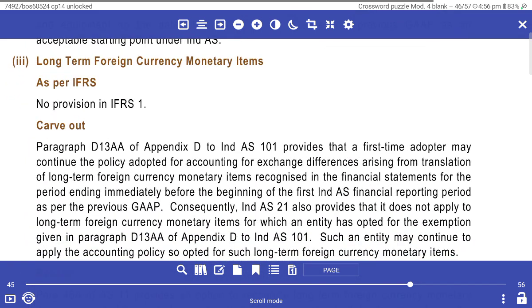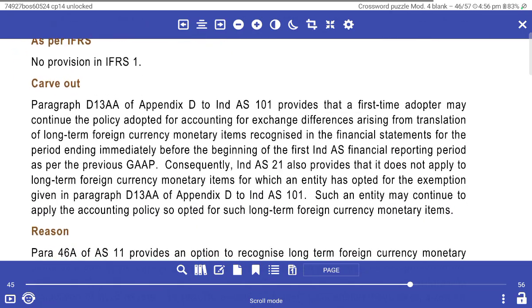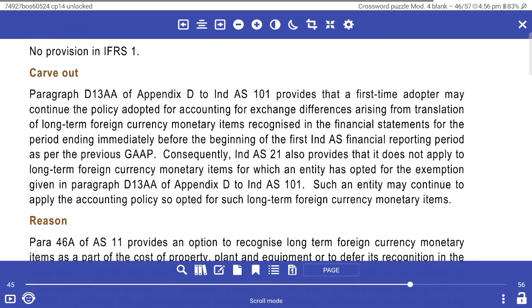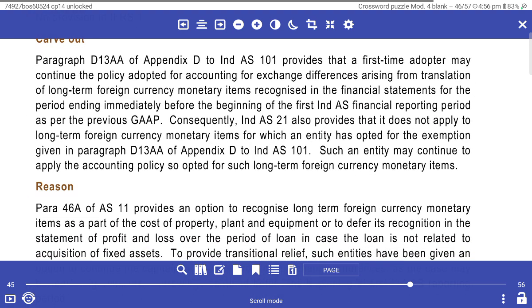Long-term foreign currency monetary items as per IFRS: no provision in IFRS 1. Paragraph D13AA of Appendix D of Ind AS 101 provides that a first-time adopter may continue the policy adopted for accounting for exchange differences arising on translation of long-term foreign currency monetary items and recognized in the financial statements for the period ending immediately before the beginning of the first Ind AS reporting period, as per the previous GAAP.